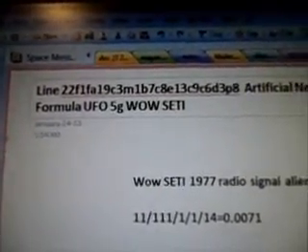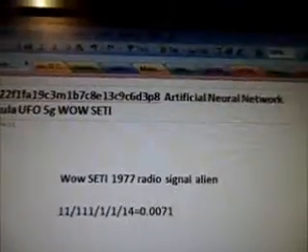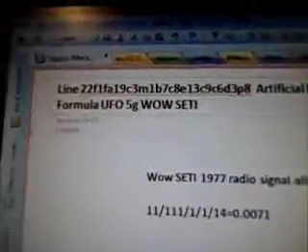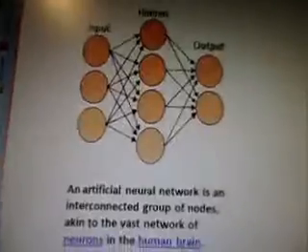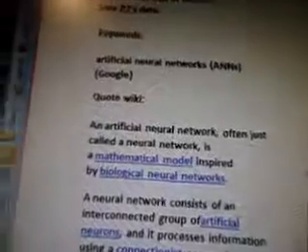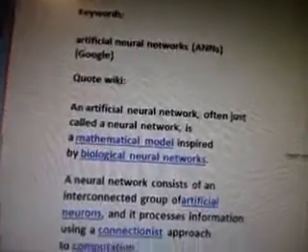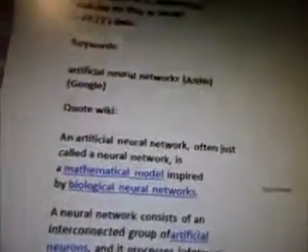Line 22f1fa19c3m1b7c8e13c9c6d3p8. Artificial neural network formula UFO 5G Wow Seti. So look, we were looking at the diagrams of the neural networks, and we stopped here when I did the quote from Wiki. Artificial neural networks, ANNs.